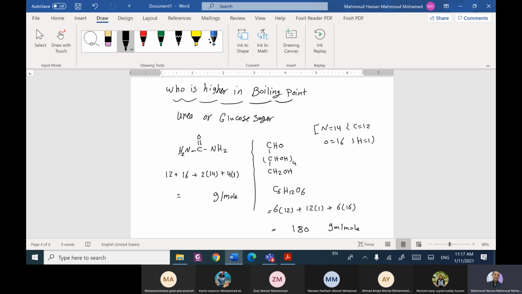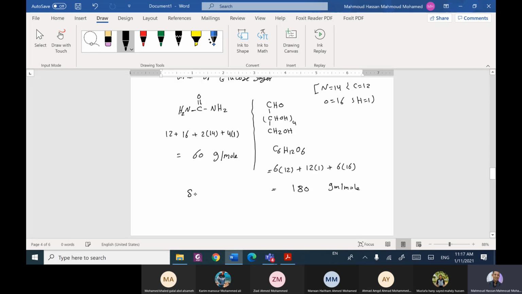But for the urea? 60. So the higher in boiling point will be glucose sugar. Why? Glucose sugar is the higher in the boiling point. Why is glucose sugar higher in boiling point? Since it's higher in molar mass.